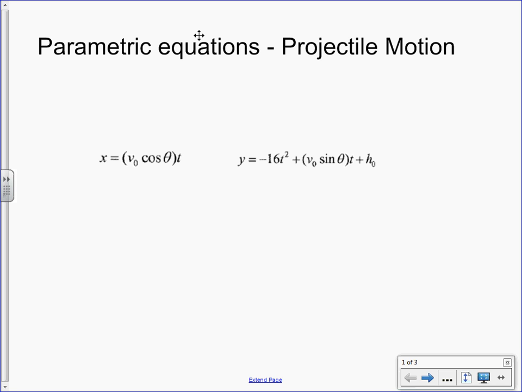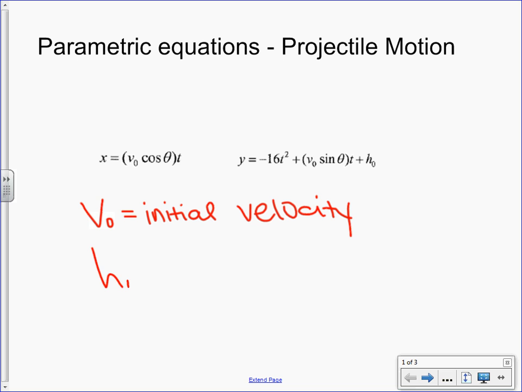What are those little circles? V sub 0, what does that stand for? Initial velocity. That 0 is the velocity when t is 0. And what about the h sub 0? It is the initial height.